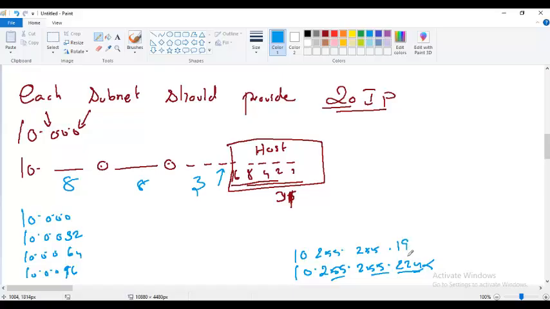And then 10.255.255. Again, if you subtract 32, 160. 10.255.255. Again, 128. 10.255.255. Again, 32, 96. That's all. So you know now how to write the remaining ones.